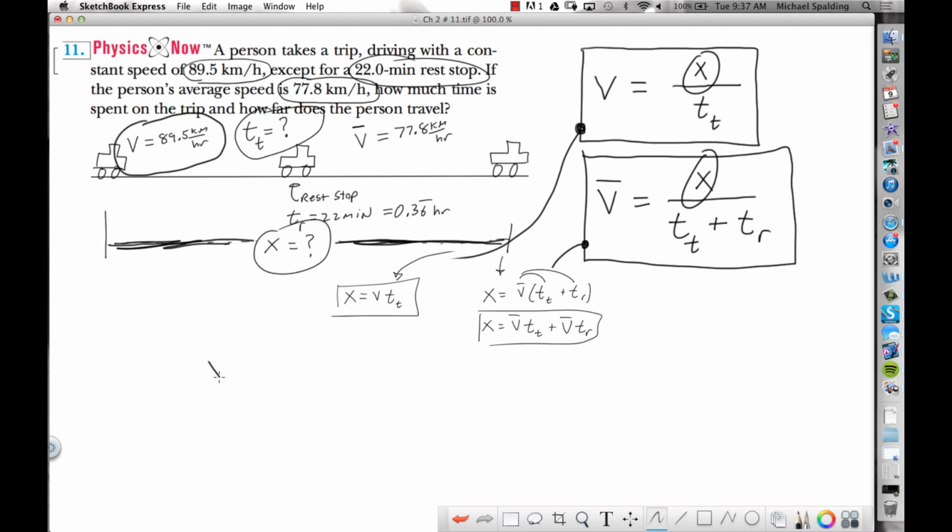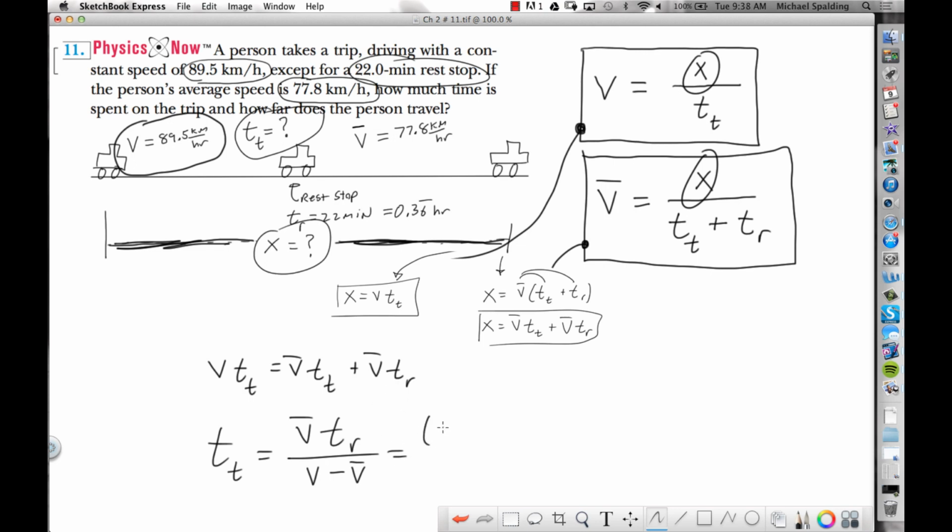Okay, so now we're going to get V times time of travel equals average velocity times time of travel plus average velocity times time of rest. So now you can solve this for time of travel. Time of travel is going to be equal to average velocity times time of rest, divided by instantaneous velocity minus average velocity. That's what the algebra gives.